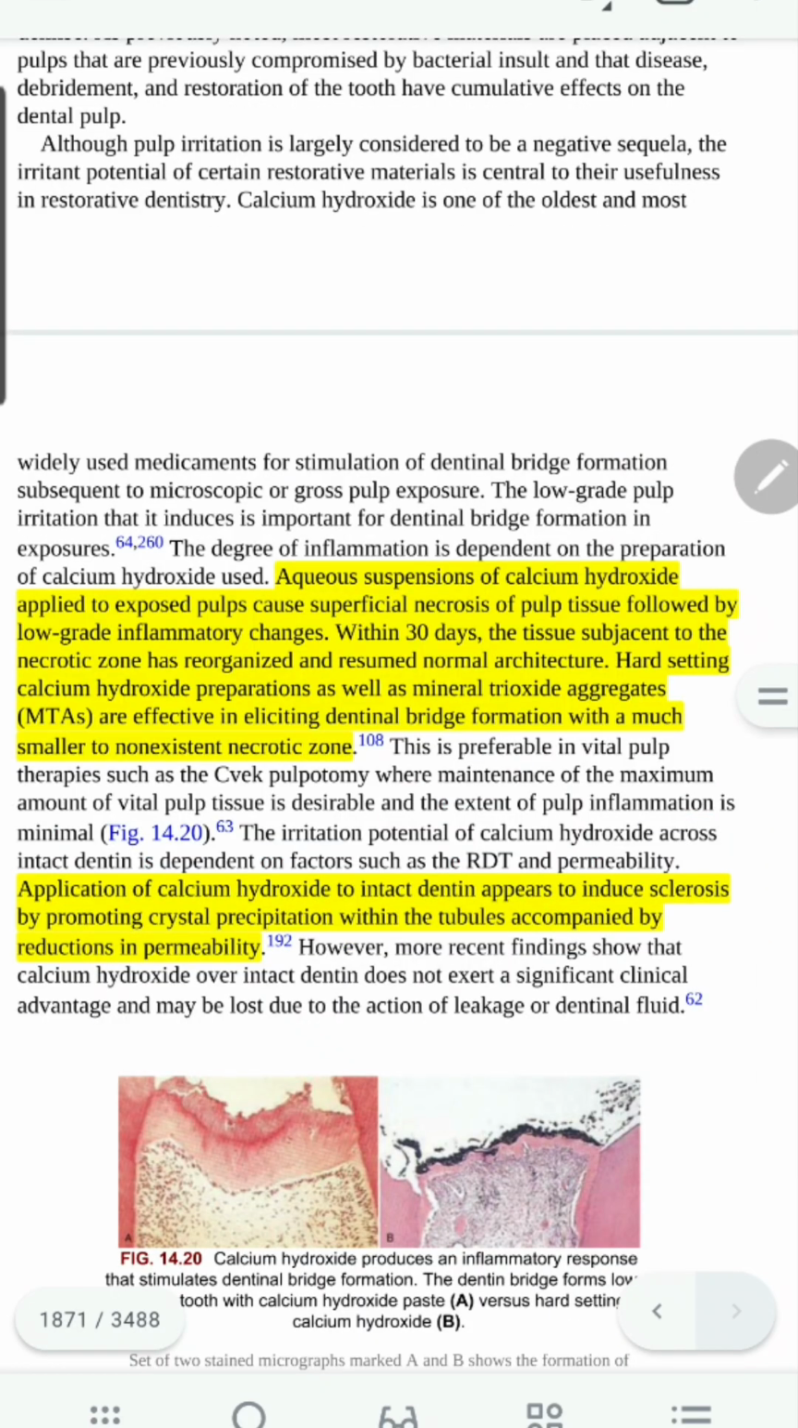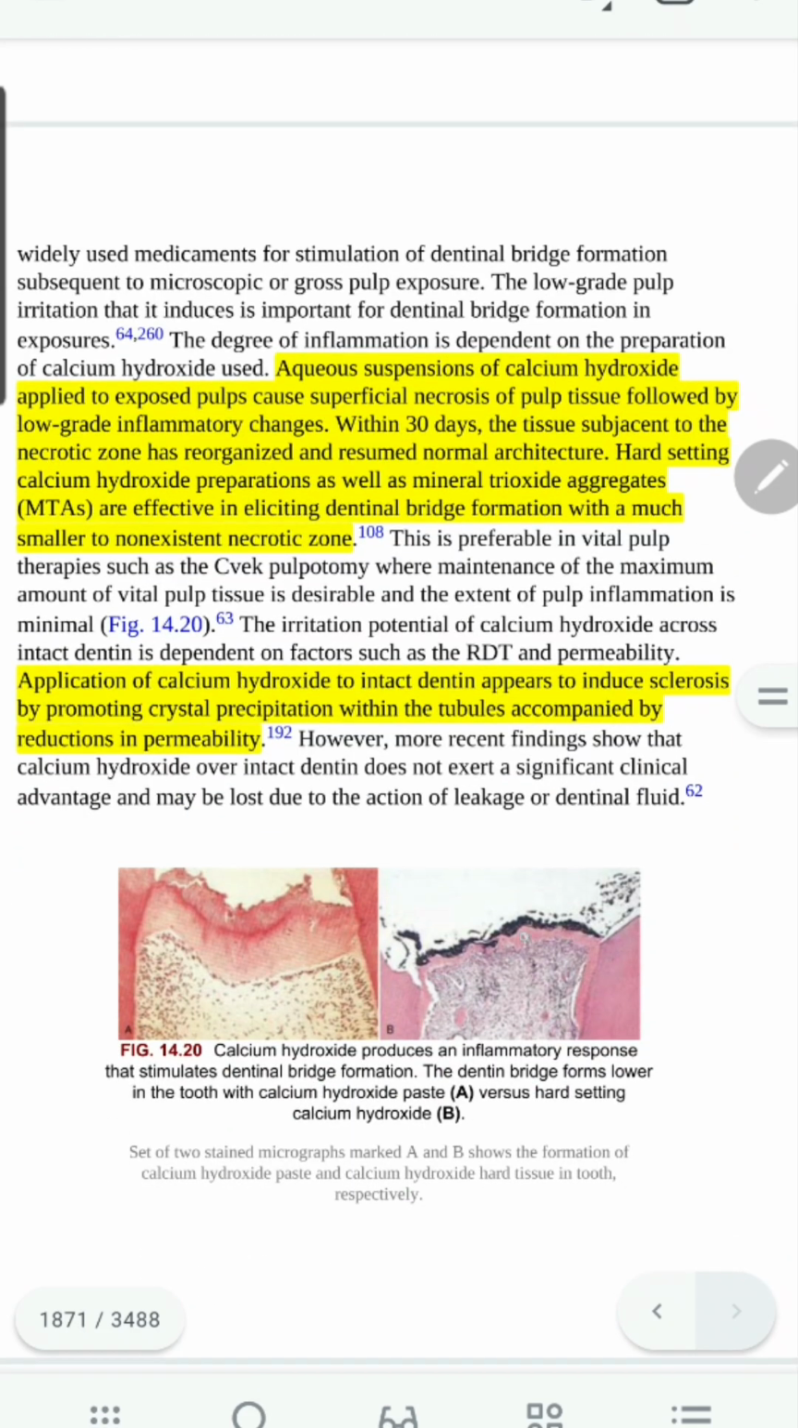By understanding this mechanism, we developed what is called the dentin bridge, that we simulated on purpose in the direct pulp capping, where we use calcium hydroxide or MTA that causes a layer of necrotic pulp that induces the sclerosis of the dentin by promoting a crystal precipitation within the tubules, combined with a reduction in its permeability. So the first layer under the calcium hydroxide or the MTA is a necrotic pulp, and this necrotic pulp induces the sclerosis of the dentin and decreases the permeability, which causes what we see under the microscope and call a dentin bridge.